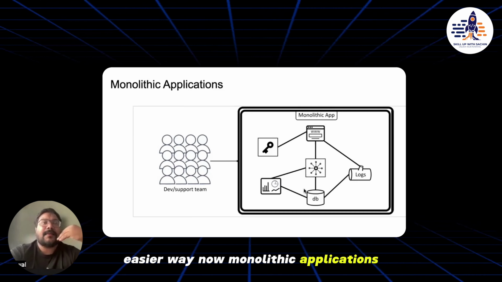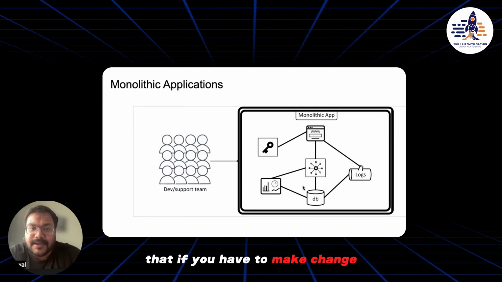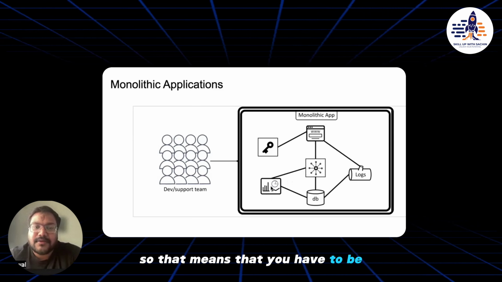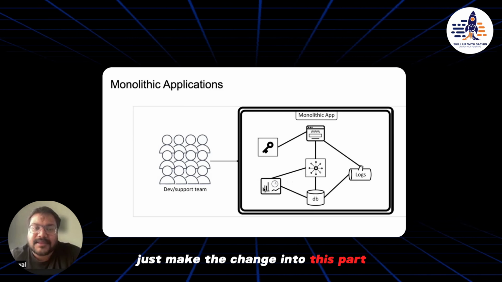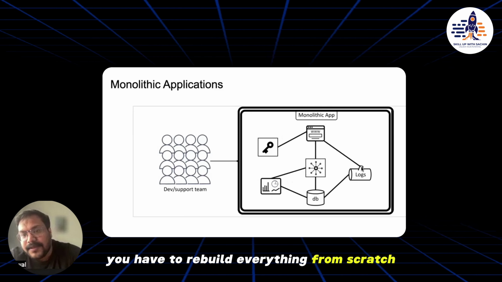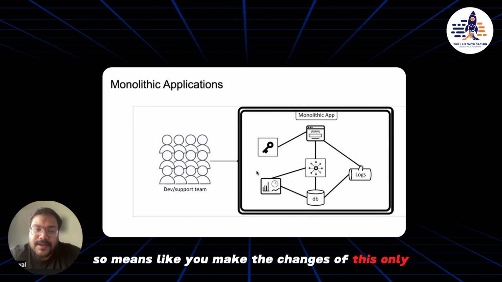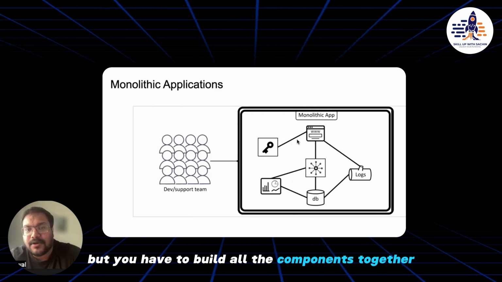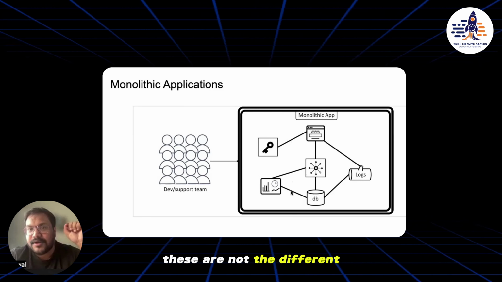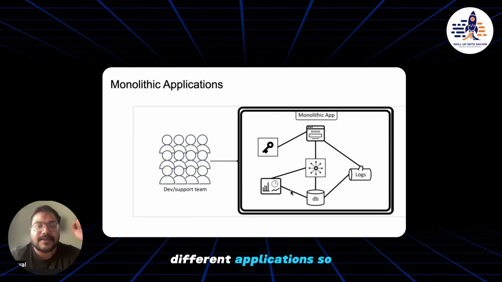Now one of the major problems of monolithic applications was this: if you have to make a change in any part of the application, you can't just make the change in this part and rebuild only this. You have to rebuild everything from top to bottom. You make the change in this one only, but you have to build all the components together, because this is just a single application. These are not different entities or different applications.